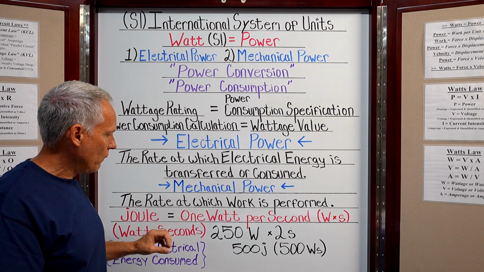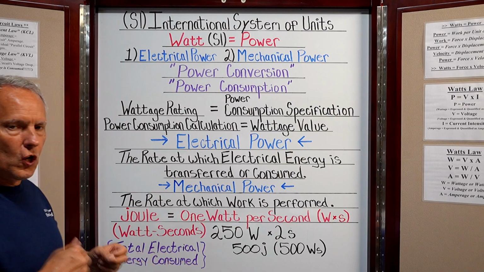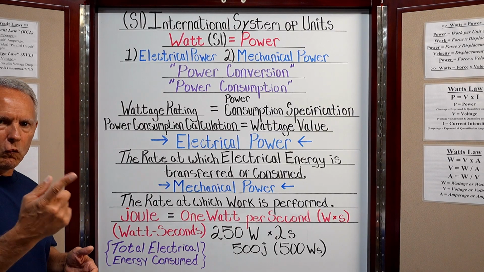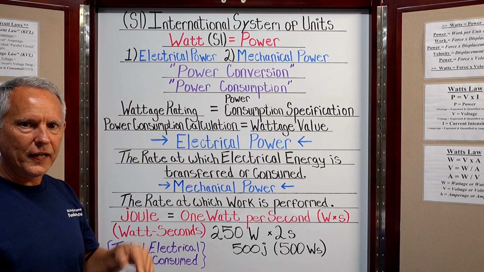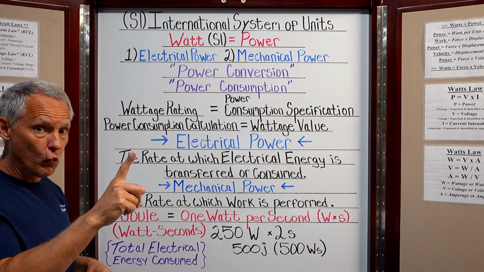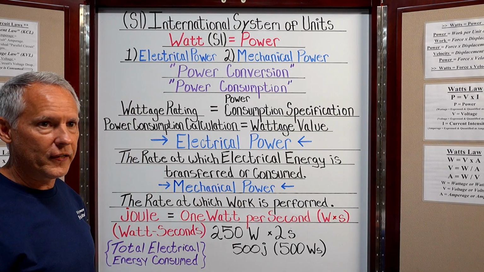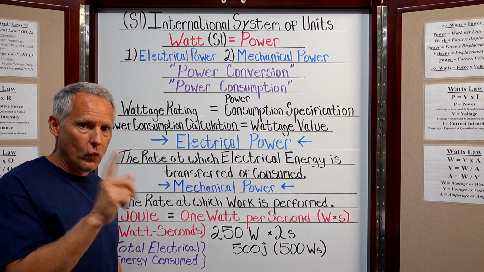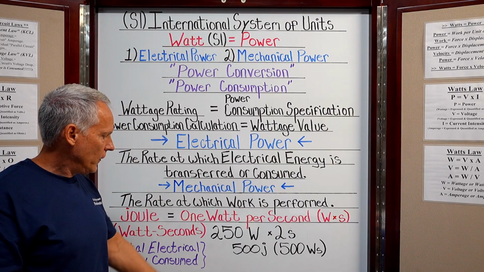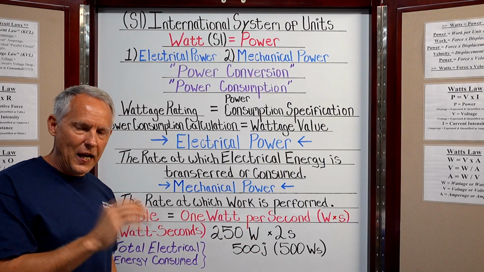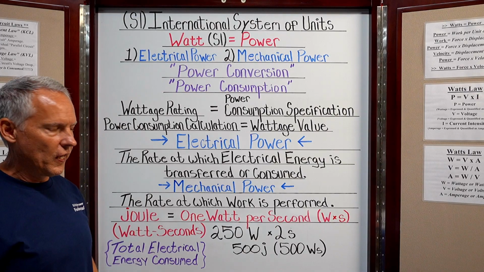A watt is a rating of basically current flow per second. 1 watt per second is 1 watt, or 1 joule, right? 1 watt second or 1 joule. 1 watt for 1 second. If this was 250 watts for 1 second, it'd be 250 joules. 80 watts for 1 second, 80 joules, or 80 watt seconds, okay?